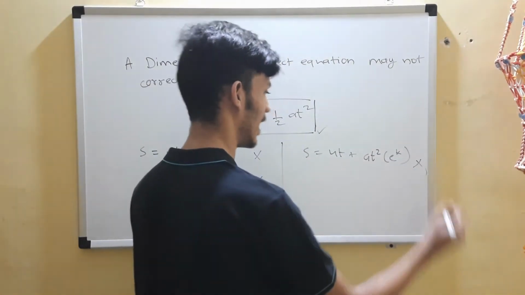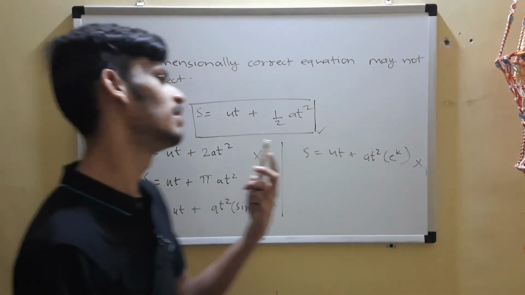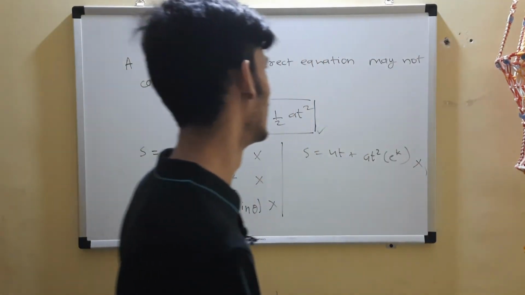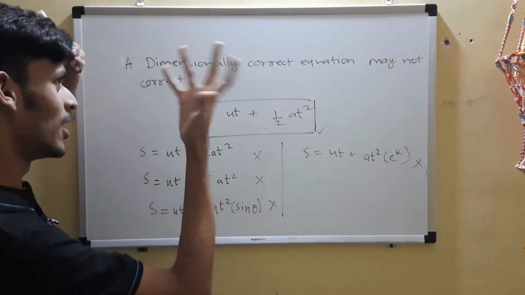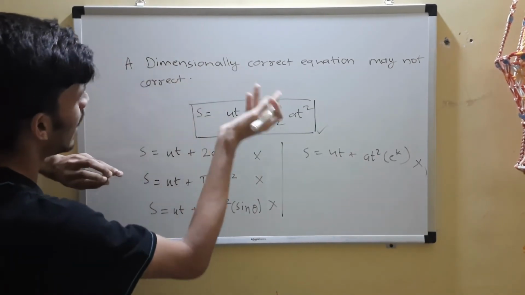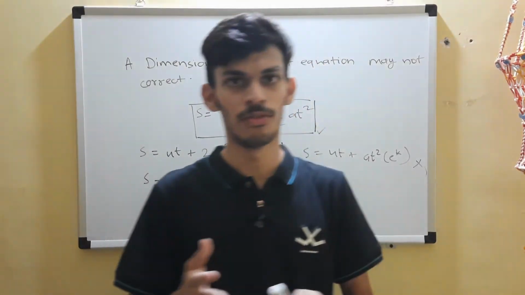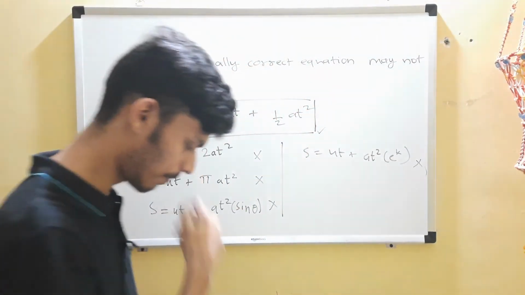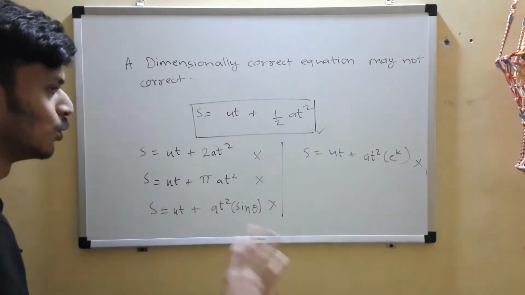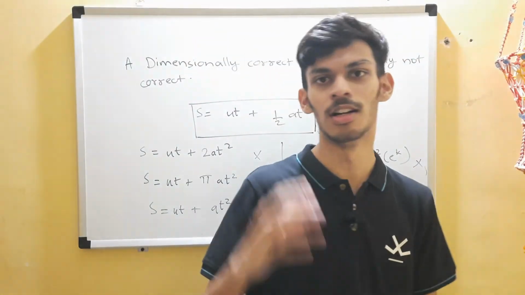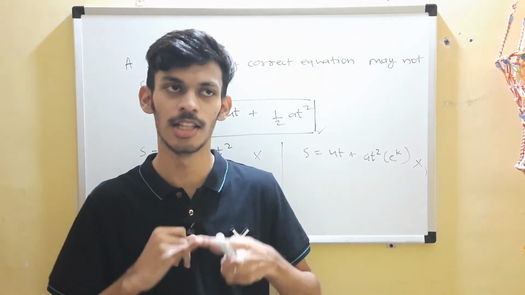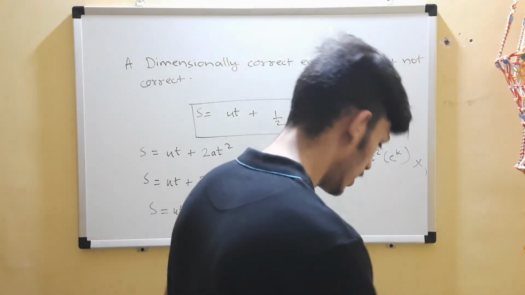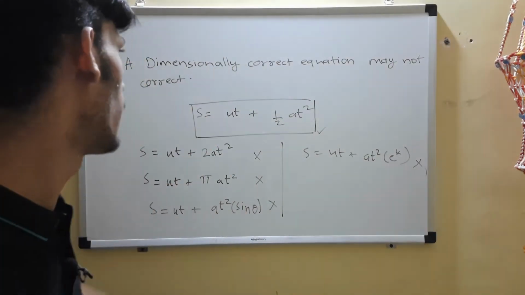Dimensionally correct, but actually wrong. But sir, is it possible that a dimensionally wrong equation may be correct? What do you think? I'm just making this statement contrapositive, maybe. What if an equation is dimensionally incorrect? Are there any chances that it will be correct? Think over it. The answer is no. So if an equation is dimensionally incorrect, then there are no chances that that equation will be correct. Okay, so let us put that down in one point. We'll combine that with this point.